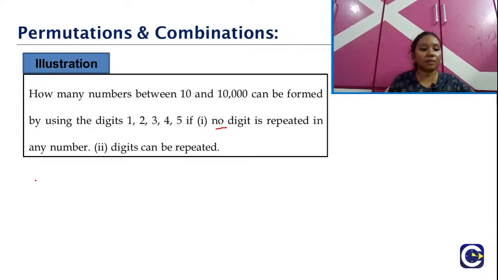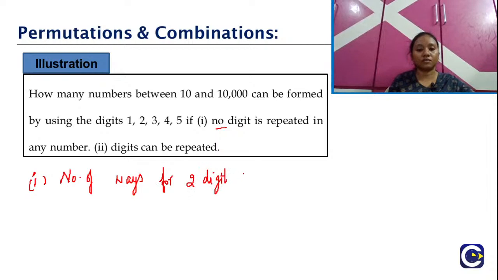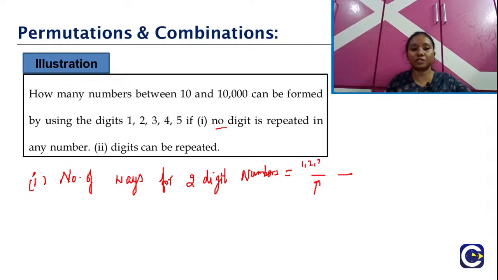So how many digit number? Let's see the first case. We will have 2-digit numbers. So let's check the number of ways for 2-digit numbers. This will be a 2-digit number, with ones and tens place. Here it starts from 10. Here we can have all the 5 numbers. So here we can have 2, we can have 3, we can have 4 as well as 5.